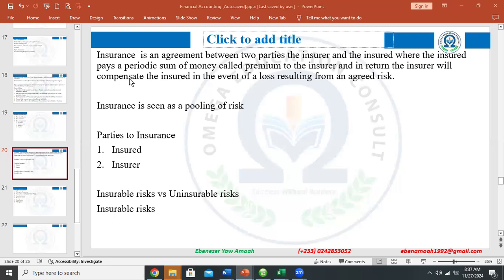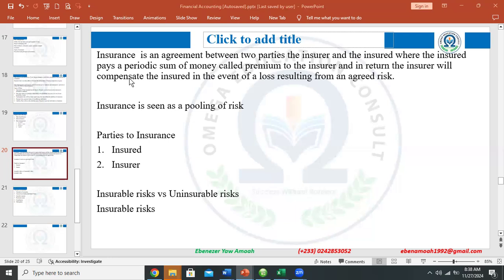Okay, so in the event that out of the 100 people, let's say 20 people have suffered losses because of fire, then what happens to the 80? The 80 who have not suffered the fire would have their resources being used to compensate those who have actually suffered the fire. Okay, so we say it's a pooling of risk in a sense that we try to get a pool of resources from many people, and then when something unfortunate befalls a person, we use that pool of resource to compensate the person.